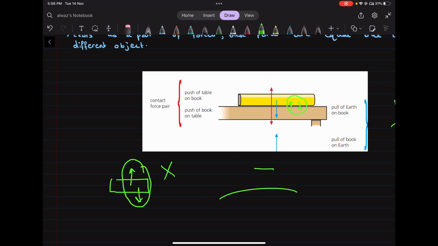So, in the earth and the book example, one of them is the pull of the book on the earth, so upwards, and the other is the pull of earth on the book, so downwards. Now, this force acts on the book while this one acts on the earth. And in the table example, we can see that if this is the table and this is the book, the push of the book is on the table, and the push of the table towards the book is on the book. So these two forces act on different objects.